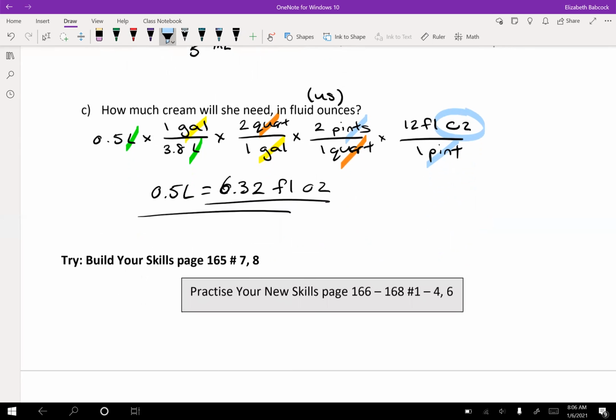Okay, you have Build Your Skills on page 165, numbers 7 and 8 to try. And then you're on to your Practice Your Skills numbers 1 to 4 and then 6.